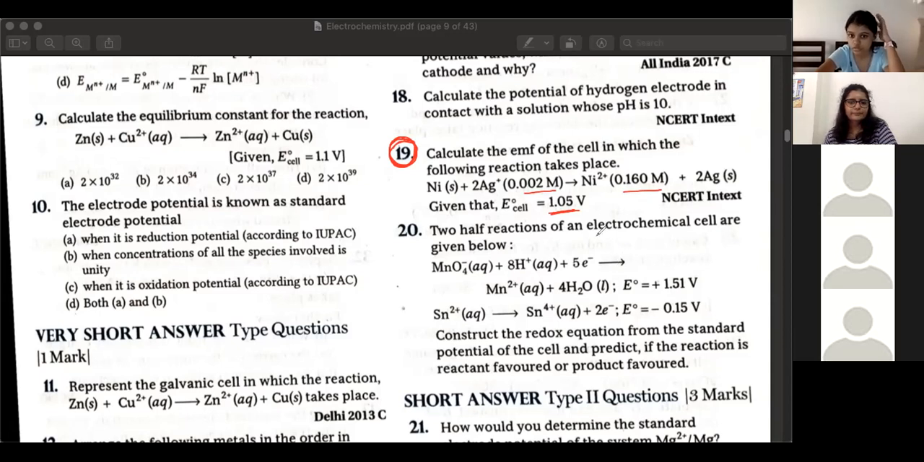So the concentrations are given. We use the formula. We use the work done formula, right? No, not the work. You need to calculate the EMF of the cell, so you need to calculate E cell equal to. So we use the Nernst equation: E naught cell minus RT by nF ln of the concentration of product by reactant. Ma'am, for solids, the concentration will be 0, right? Correct. Yes, thank you.